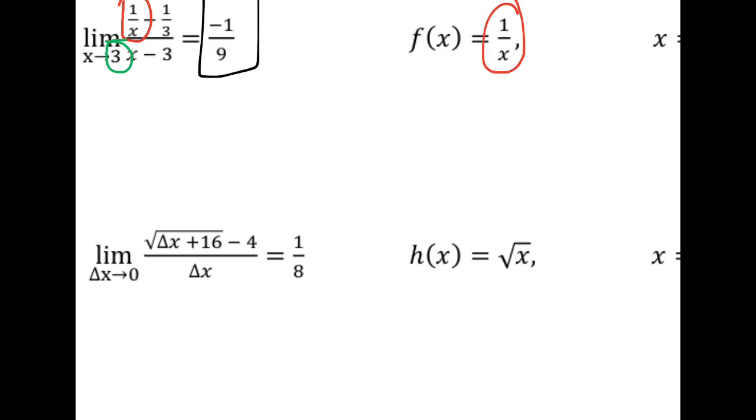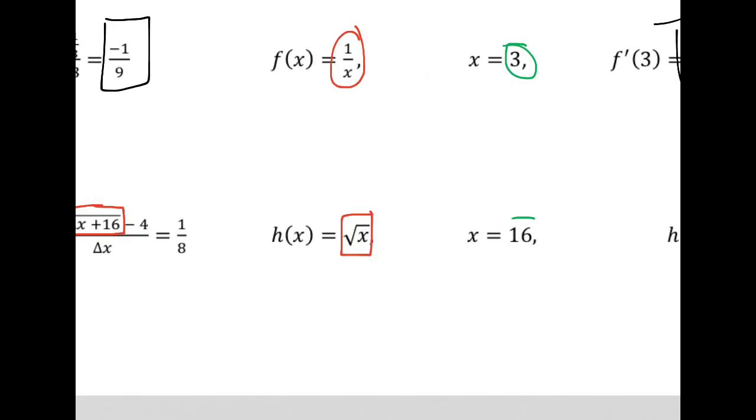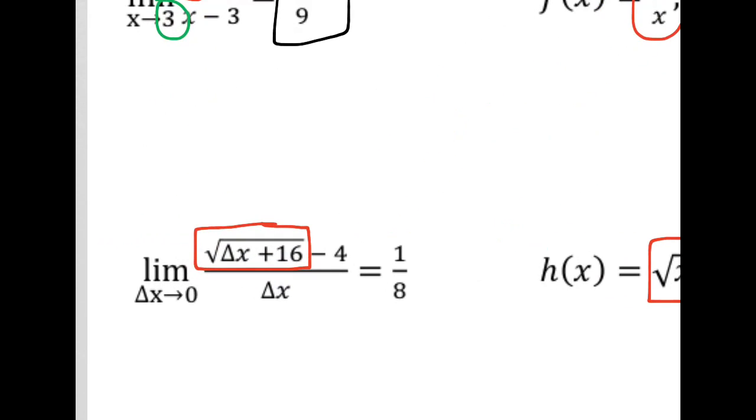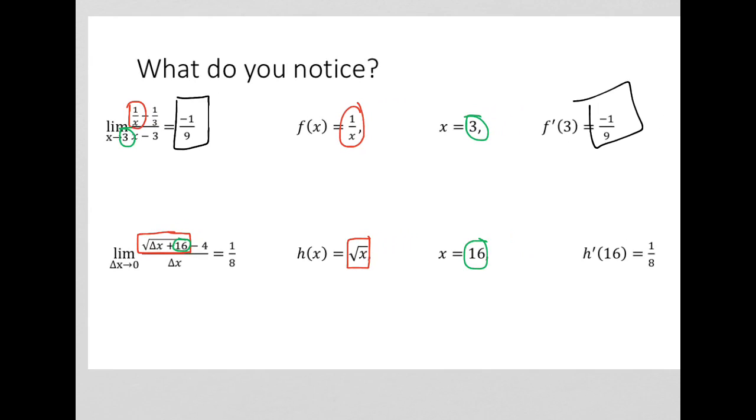This time our function was the square root of x, and we had the square root of this weird thing, and we also know that we were looking for the derivative when the x value was 16, and 16 was all up in that weird thing, and again we got the same answer. So what is going on here? Take a look at the green and the red and think about if you see what's happening.